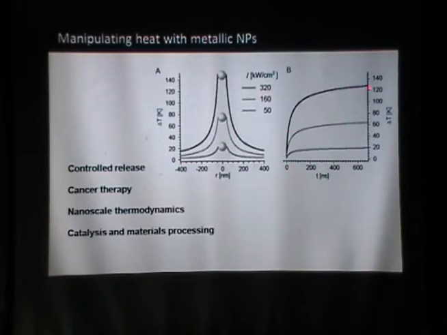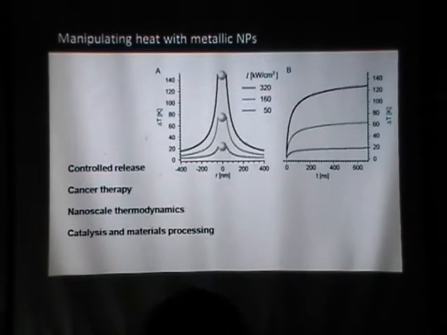And the other thing is that the time scale is very fast. What you see here is the change in temperature as a function of time from the moment we switch on the laser. And you see that in a few hundred nanoseconds we have a steady state. So with these nanoparticles we now have a remote controlled heat source with a nanoscopic size that we can switch on and off simply with a laser. And that enables a number of applications.